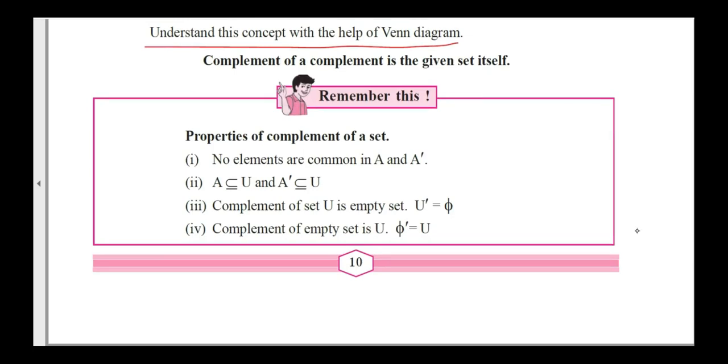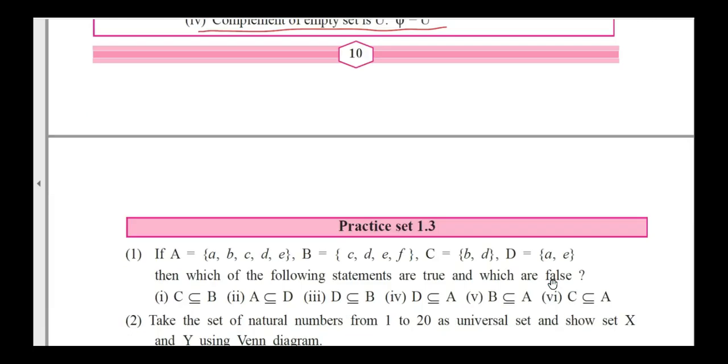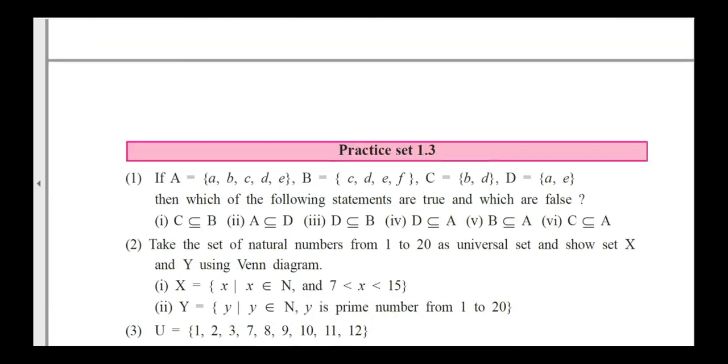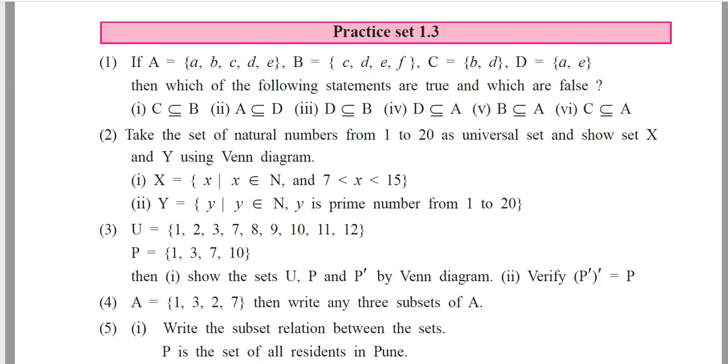Next, understand this concept with the help of the Venn diagram. Now next, properties of the complement of a set. No elements are common in A and A complement. A is a subset of U and A complement is also a subset of U. The complement of the universal set is phi, and the complement of phi is U. Now we will see practice set 1.3.